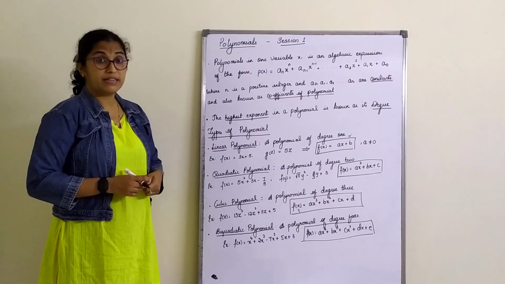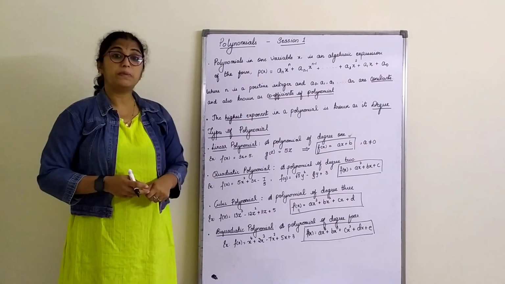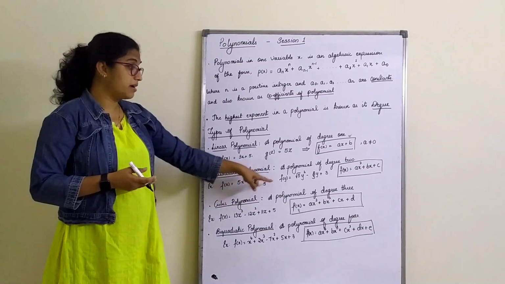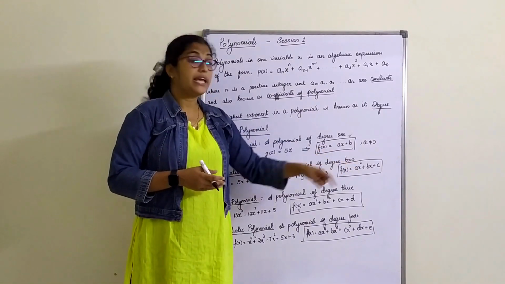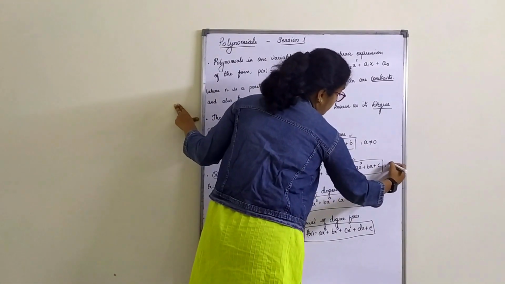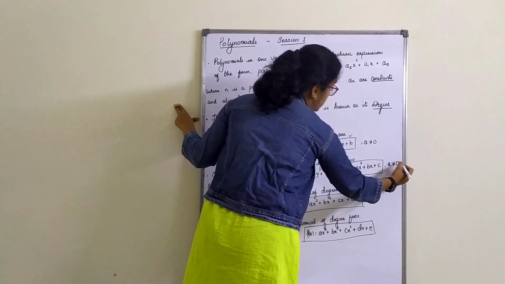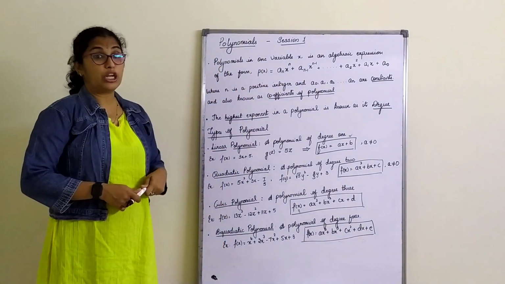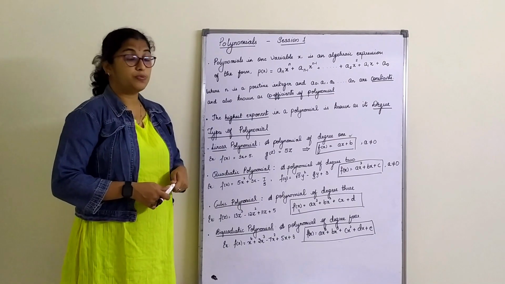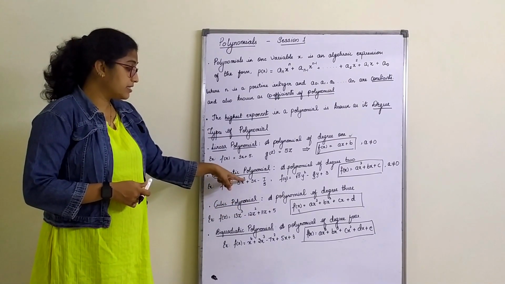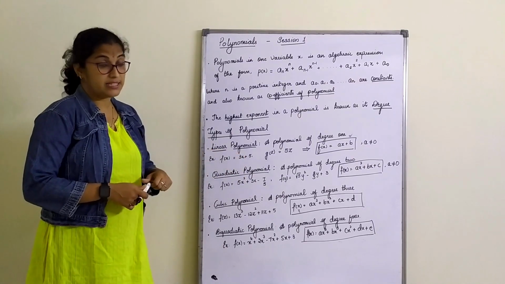Similarly, we have a quadratic polynomial. A polynomial of degree 2 is called a quadratic polynomial. Few examples. It is of the form ax square plus bx plus c, and a is not equal to 0. Then we have a cubic polynomial. A polynomial of degree 3 is said to be a cubic polynomial. So see here, highest degree is 3, highest degree is 2, highest degree is 1.